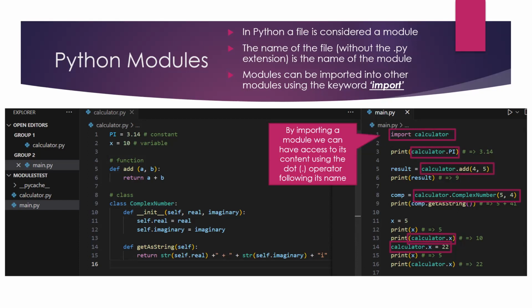So with calculator.pi, we're accessing a constant, and we can also create an object out of a class. Whenever you need a component out of this module, you just use the module name. Now here, there is a variable called x in the calculator module, and there is a variable called x in the main module.